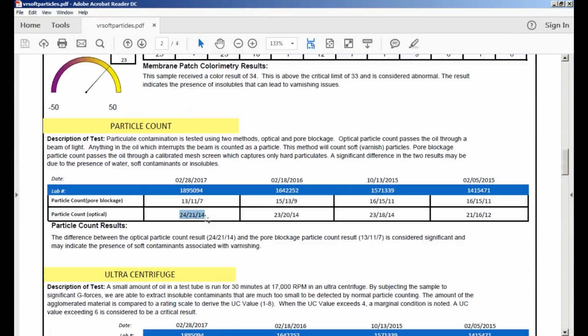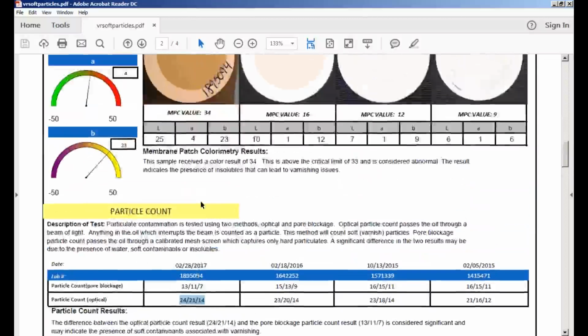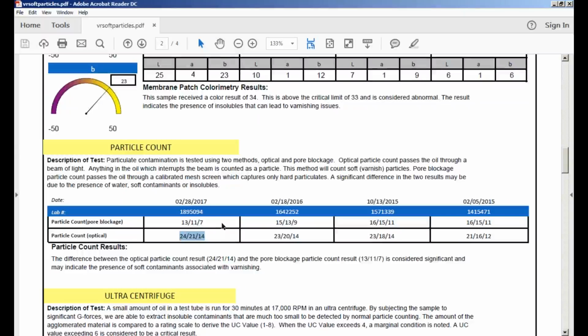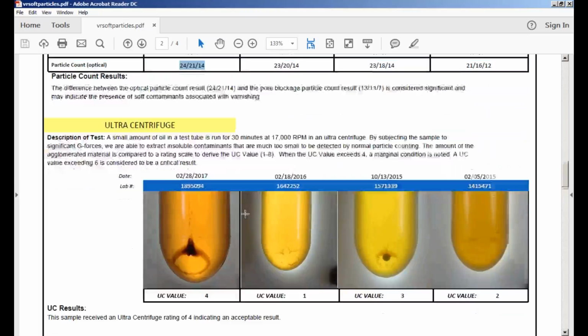So this is a good example of that. Here's the same oil, but depending on the technique you're using for particle count, one's very clean, one's very dirty. Our assumption here is that these are soft particles, again precursors for varnish. This is kind of like strike two on this particular sample, that it has the presence of insolubles in it. So high MPC, high difference between the methods. Our latest UC number is a little bit elevated, UC of 4, and we have some deposits. So this one is really leaning towards soft deposits.